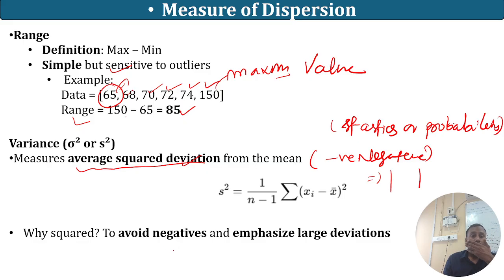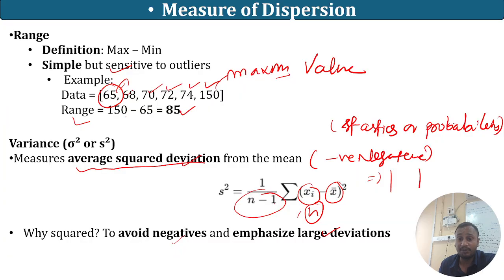So that's why we square: to avoid negative values and to emphasize large deviations. Whenever we have some very large deviations, if we square them, they become more prominent. So we have the values and the average value: the sum of (Xi minus x bar) squared, divided by n minus 1. Why n minus 1, and why not n? That we'll see later.